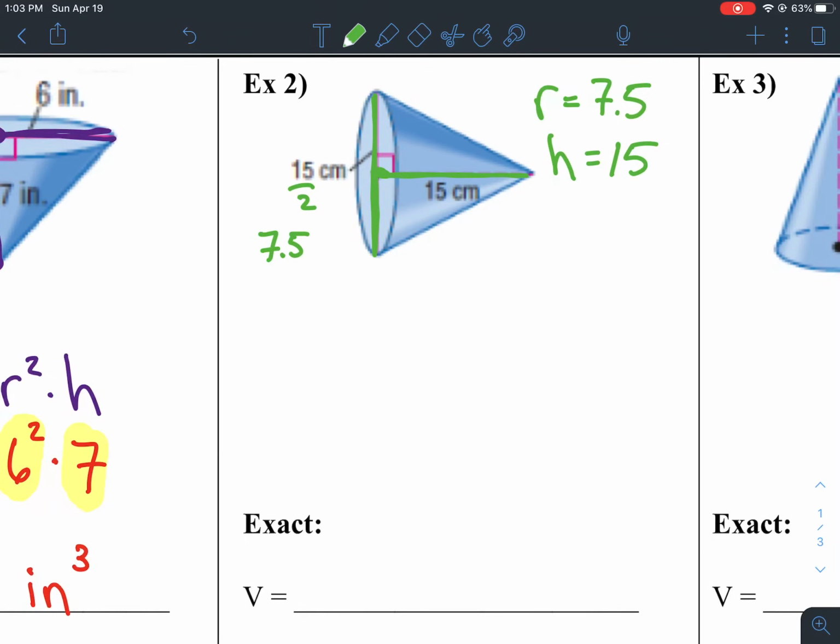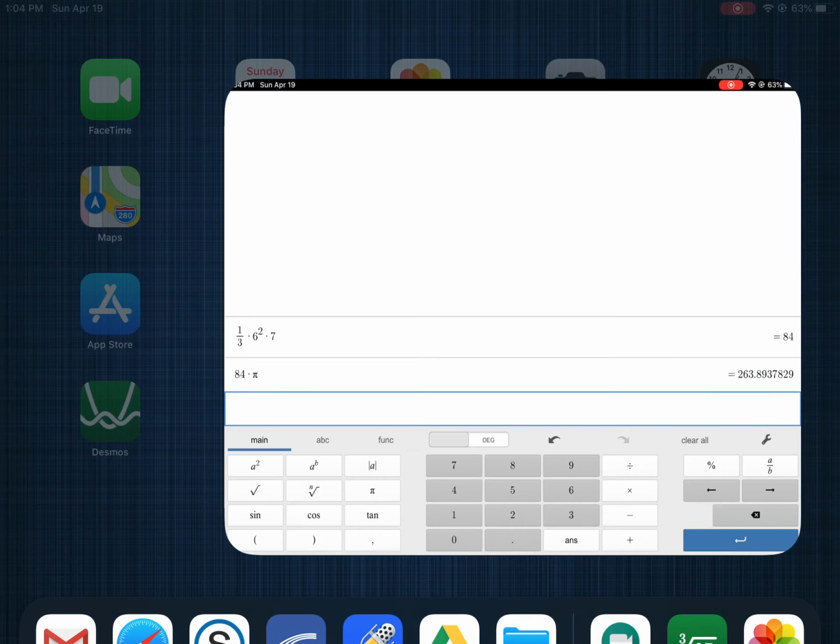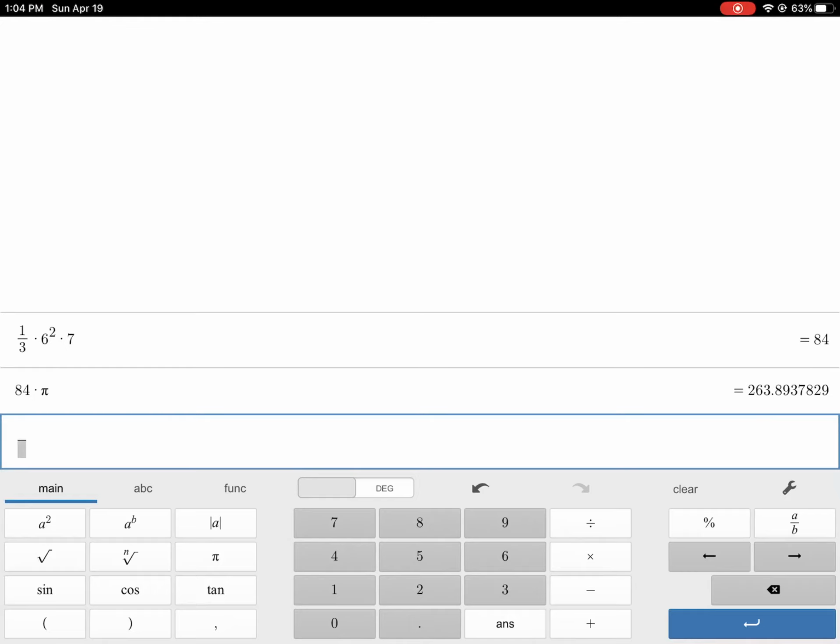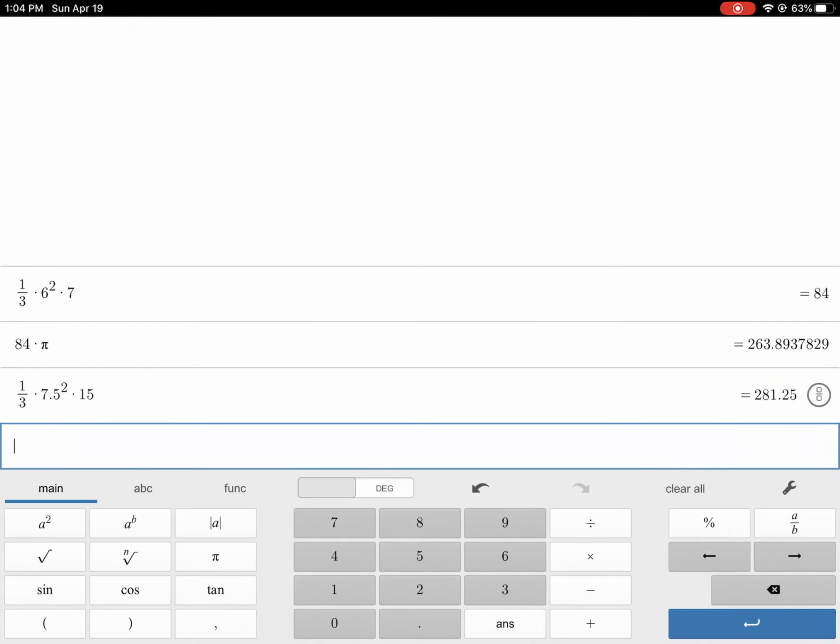So if I want to know the volume, again, volume is 1/3 pi r squared times h. And in this case, 1/3 times pi times 7.5 squared times 15 to get that exact answer. Again, we just disregard the pi as we put this into our calculator. 1/3 times 7.5 squared times 15, or 281.25.